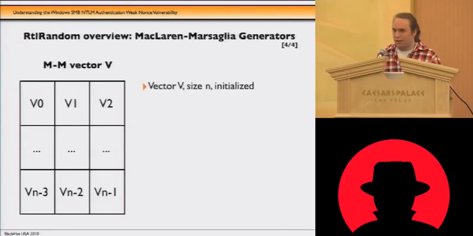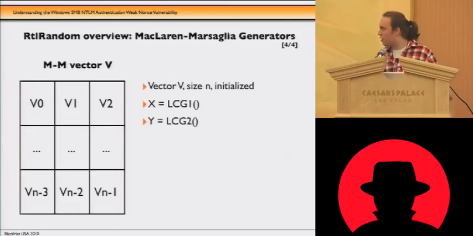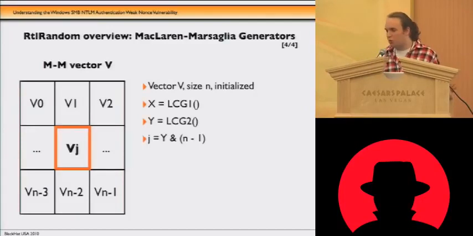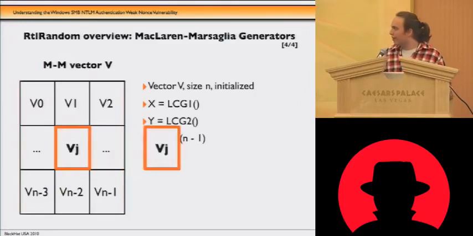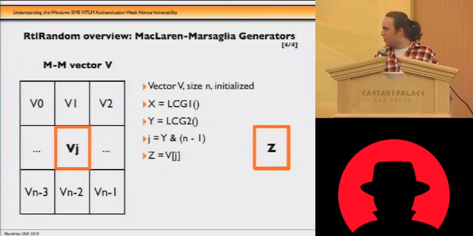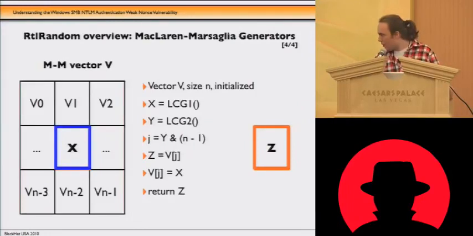I have a little demo of what's happening inside there. We have the vector with n size length, which is initialized. First, we call the first LCG, then the second LCG. Based on the output of the second LCG, we create an index to address values in the table. We fetch a value at the index created, and we store a new value, which was created with the first LCG, and return the previously fetched value.